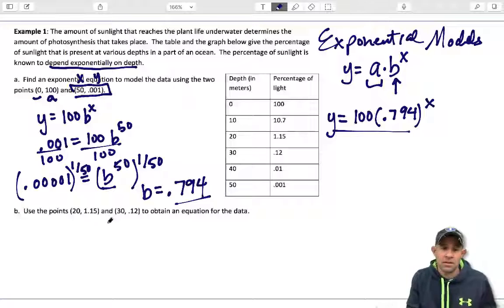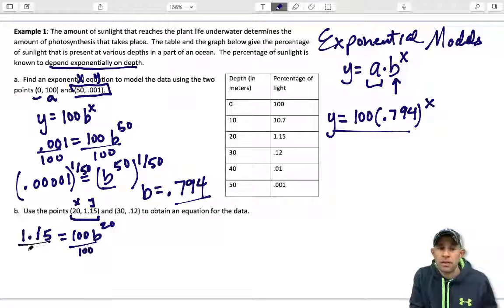Alright, in part B of this it says to do the same thing but use another point such as (20, 1.15). So our initial value here is still going to remain 100, and we're going to substitute the new point, x is 20 and y is 1.15, into our equation. So here's what we get: 1.15 equals 100 times b to the 20th. We'll divide both sides by 100 again. That means we'll move our decimal place over 2 places to the left, so that gives us 0.0115 is equal to b to the 20th.